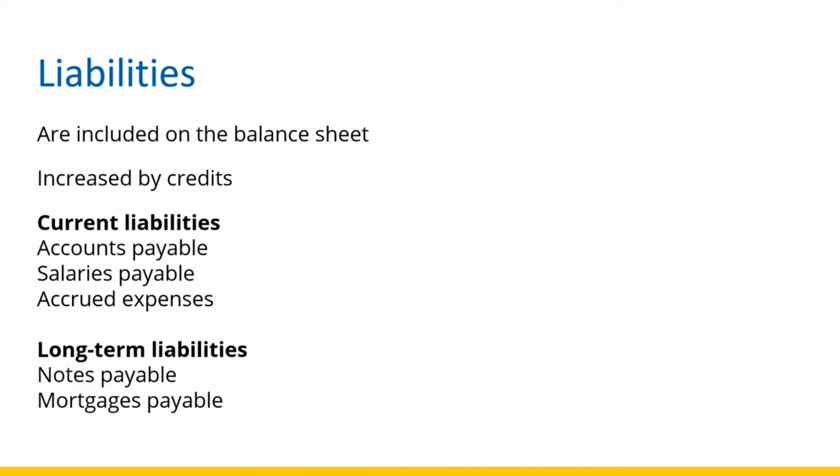So I talked about current and long-term liabilities. Again, these are part of my balance sheet. My current liabilities are going to be things like accounts payable, salaries payable, accrued expenses, and my long-term liabilities would be notes payable or mortgages payable, anything that is due for longer than 1 year.